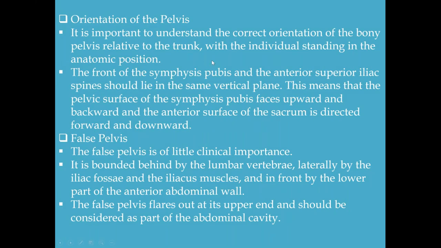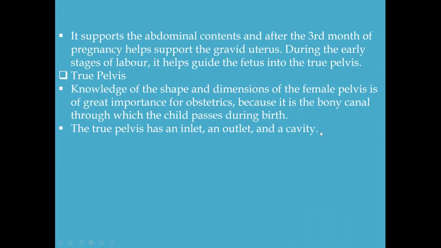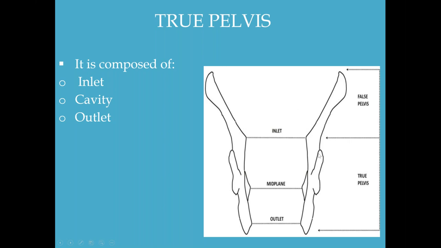So we said the pelvic brim divides the pelvis into the false and the true pelvis. This picture shows the true pelvis and the false pelvis, and this is the true pelvis. The true pelvis is composed of the inlet, the pelvic cavity, and the outlet.